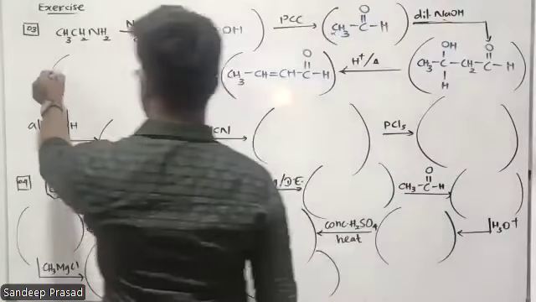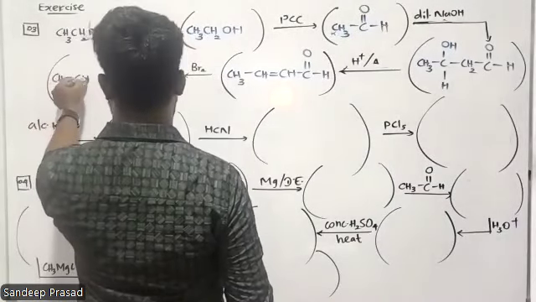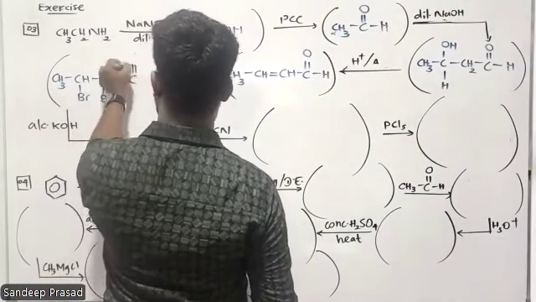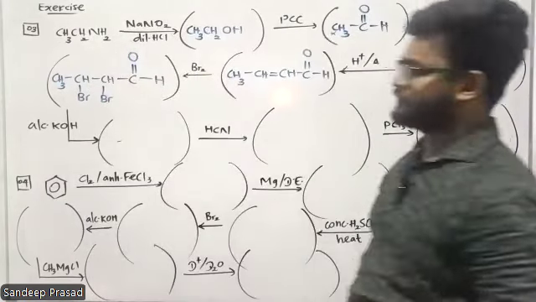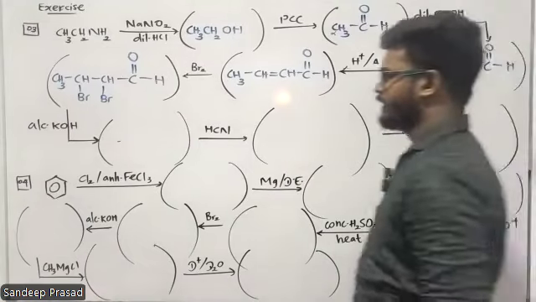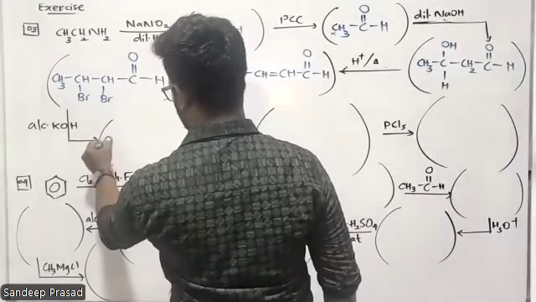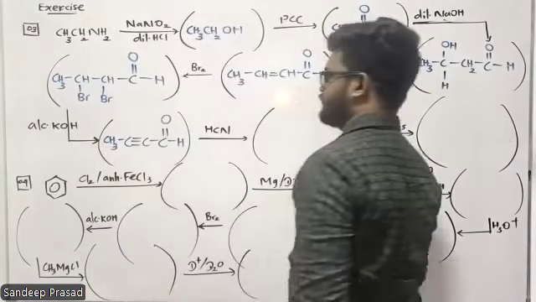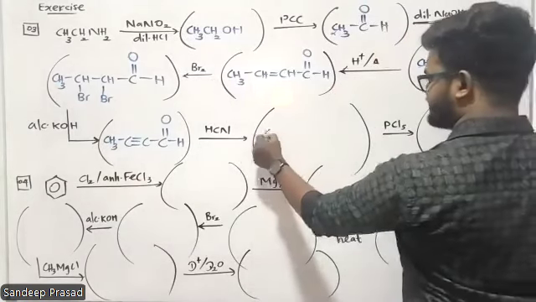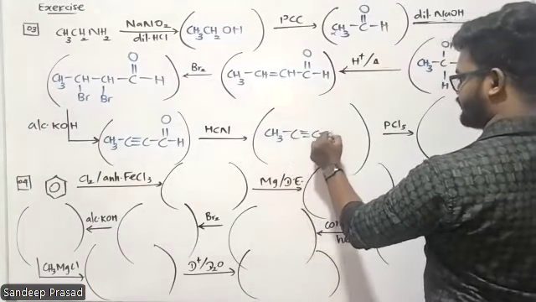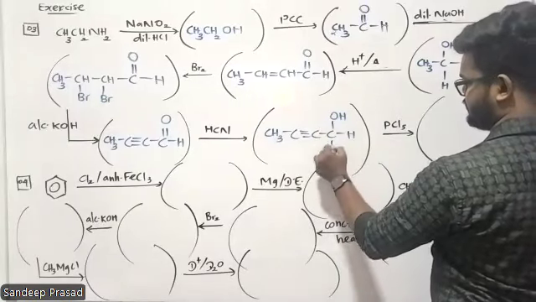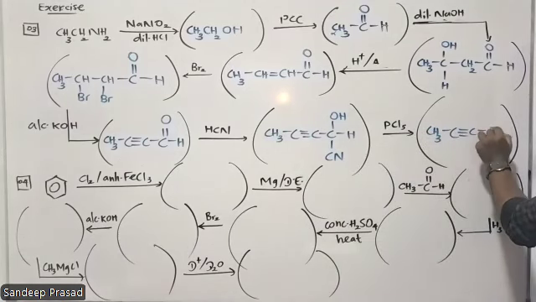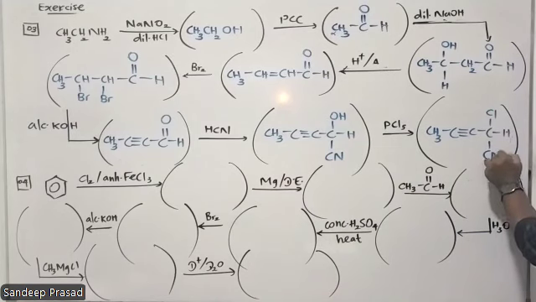Then Br2 is added. Then the product is CH3CH, Br, C double bond H. Alcoholic KOH is added, therefore two bromine atoms are eliminated with hydrogens. And in this, HCN is added, therefore it is converted into OH. So PCl5 is added, therefore CH3, C triple bond C, Cl.